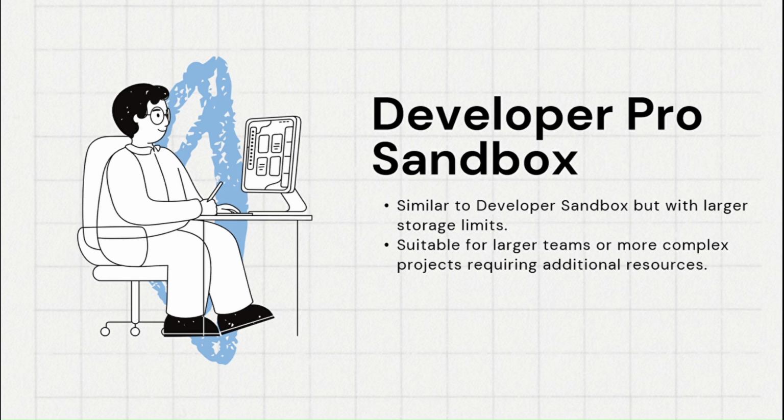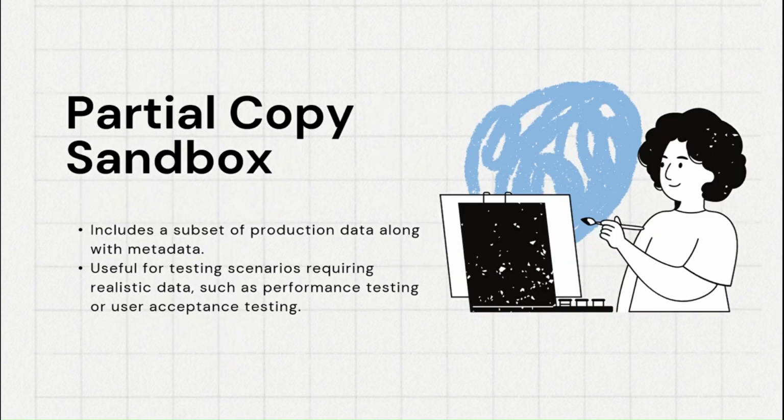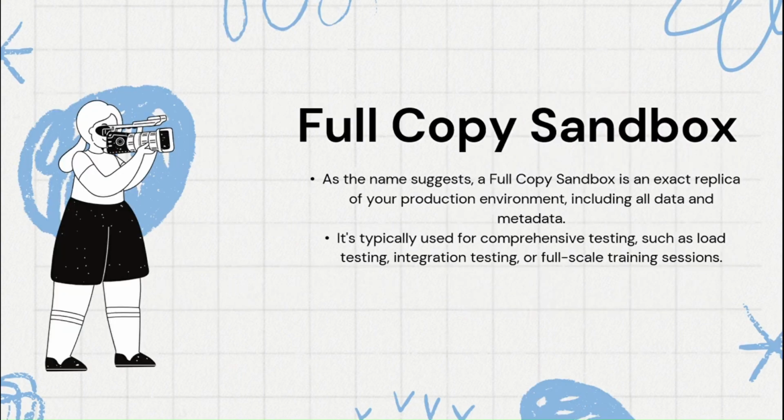Now we move to the partial copy sandbox. It includes a subset of production data along with metadata, and it is useful for testing scenarios requiring realistic data, such as performance testing or user acceptance testing. So we use the partial copy sandbox for those cases.